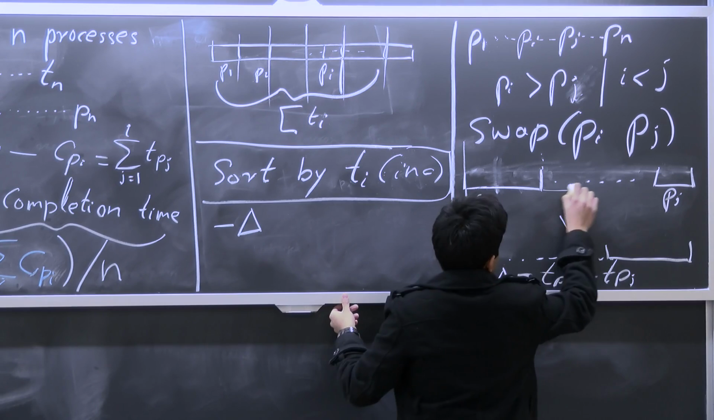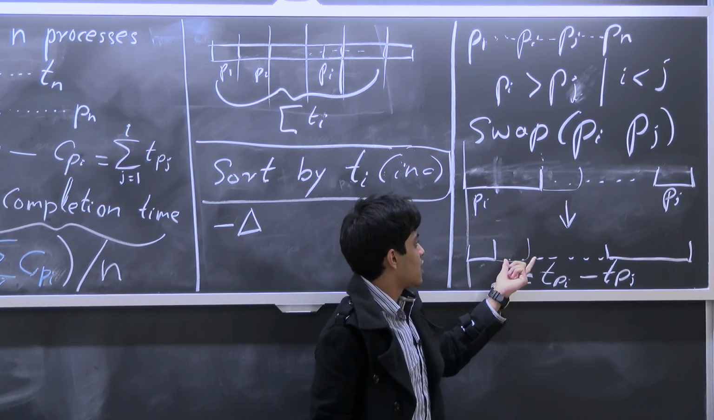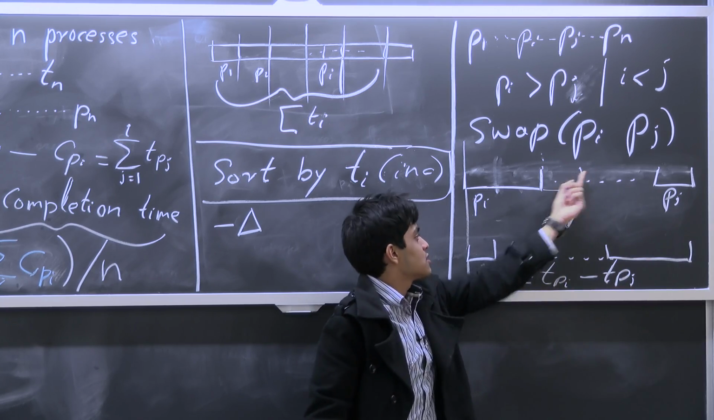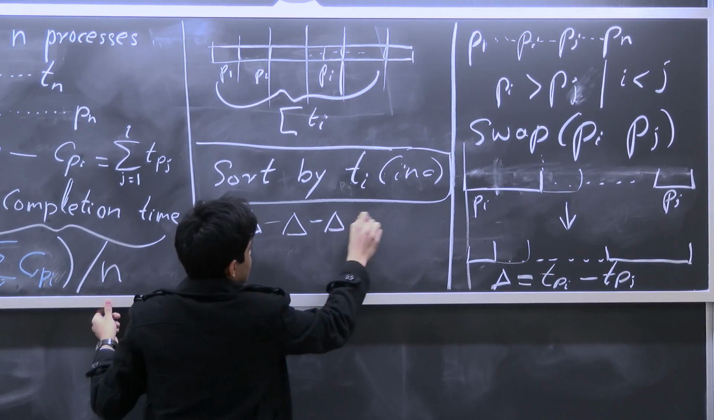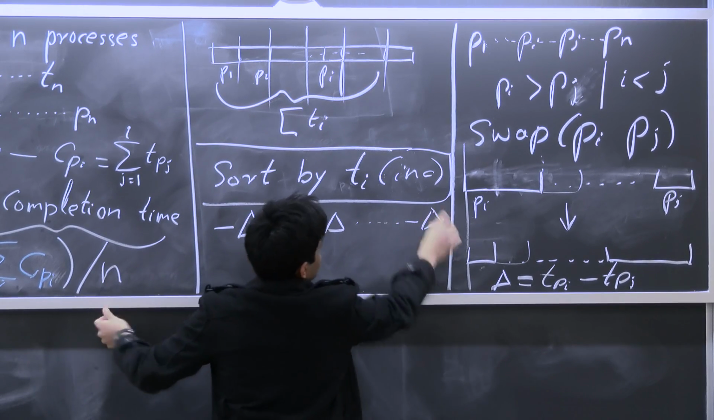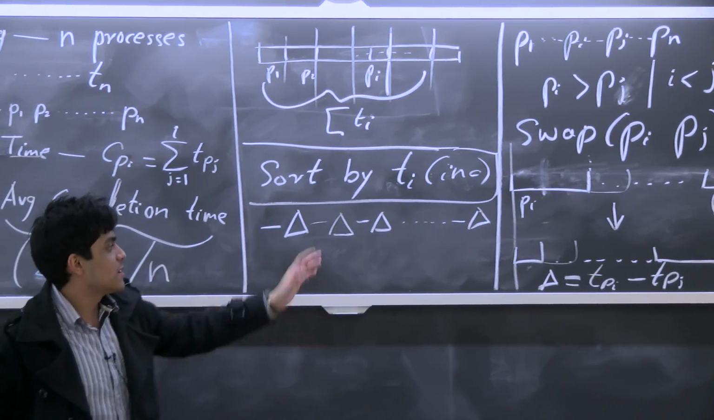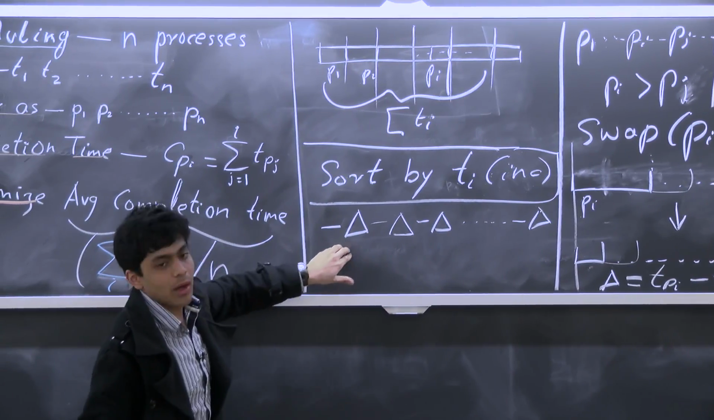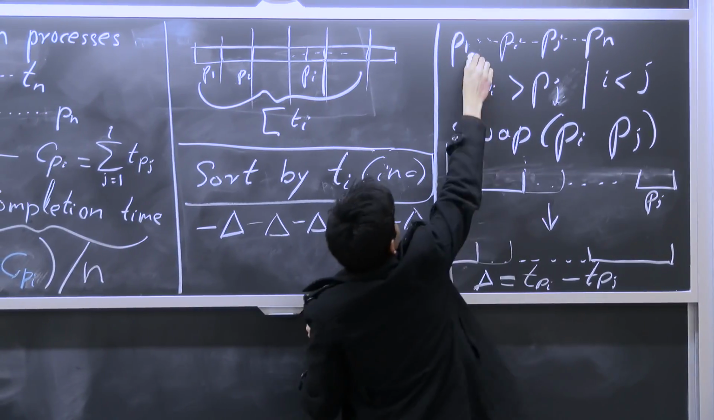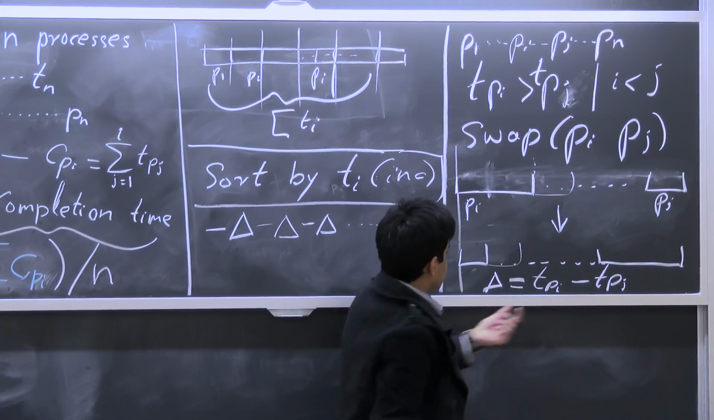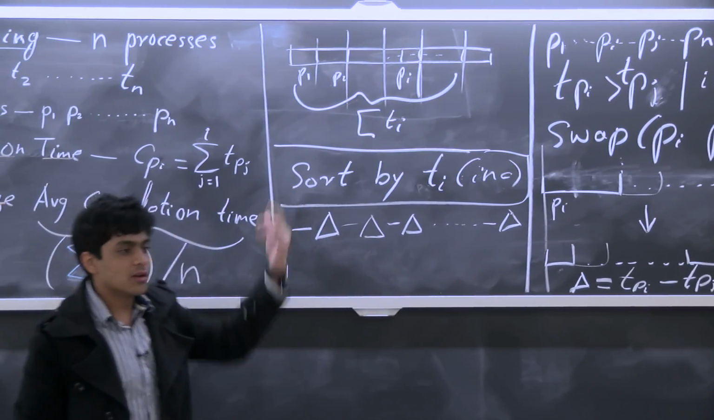So let's look at the next process. The next process is something like this. Again, these are not changed. You're only swapping these two. So this completion time also goes down by minus delta, and so on and so forth. You just get a bunch of minus deltas, equal to however many processes you have. But that's not even important. What is important is that just by swapping, you're going to get at least one minus delta. And delta is positive because the assumption was that T of Pi minus T of Pj is positive. So just by swapping, you're always going to decrease it.